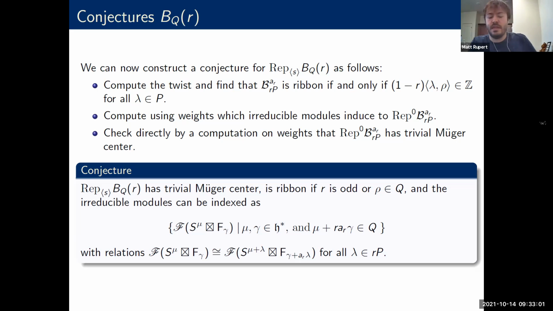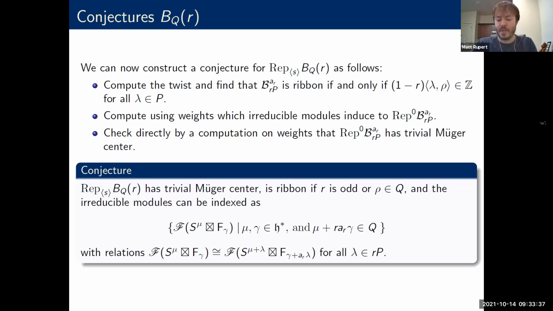And we can index the irreducible modules in the way I've written here. This indexing comes from the fact that not all irreducible modules in the Deligne product are going to lift to the category of local modules. And then we pick up some relations which come from the fact that some of these modules induce to isomorphic modules. They become isomorphic after induction. Okay, so this is our conjecture for BQR.